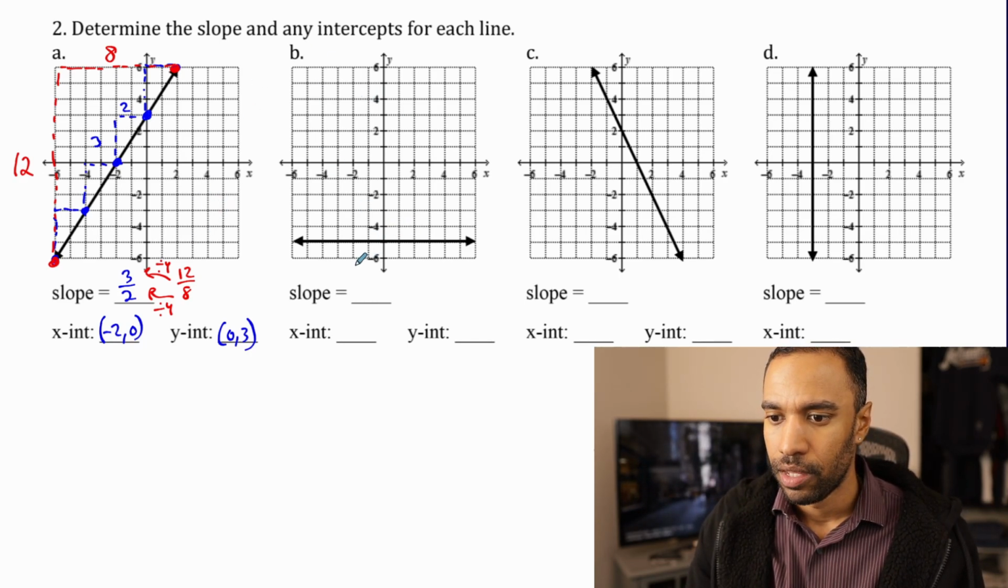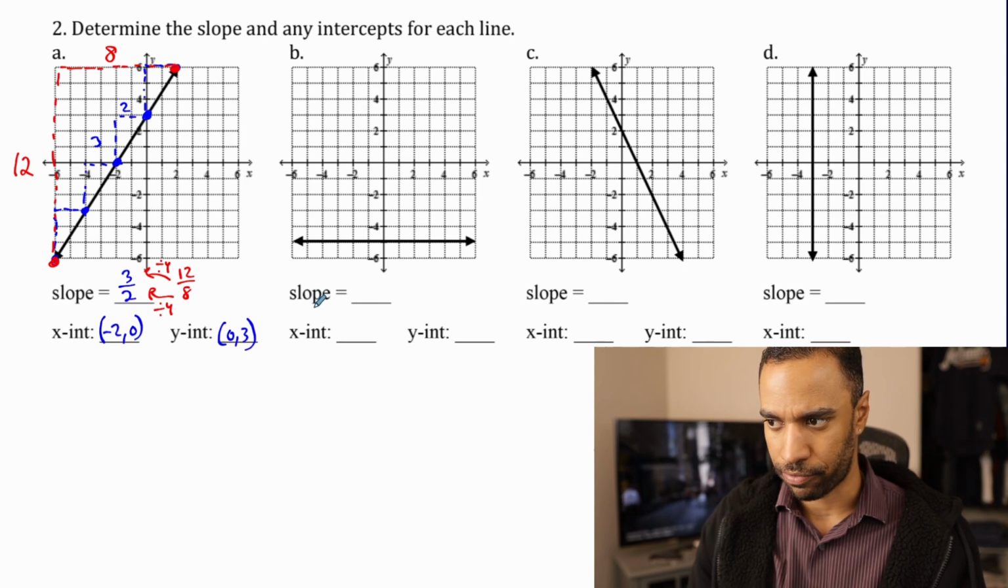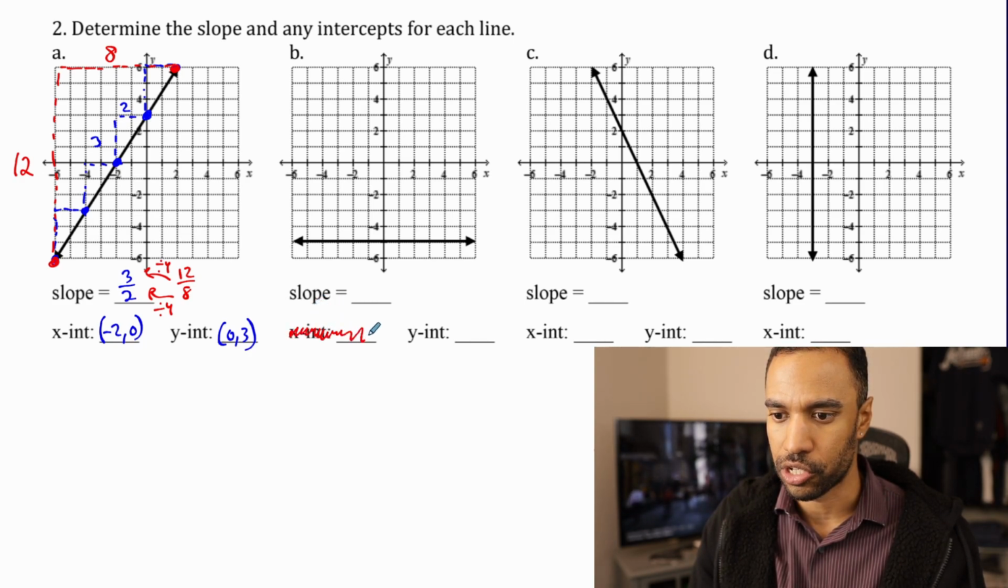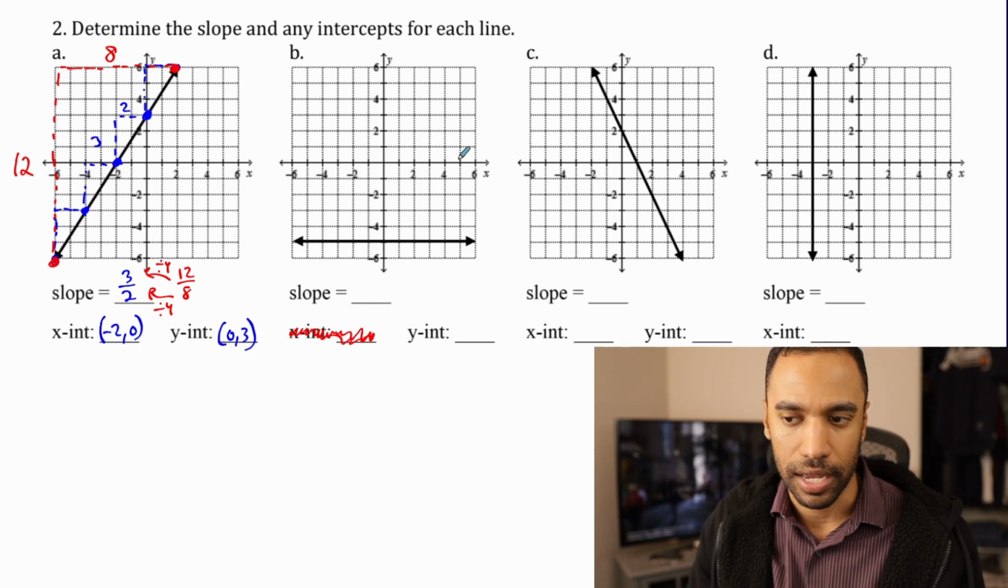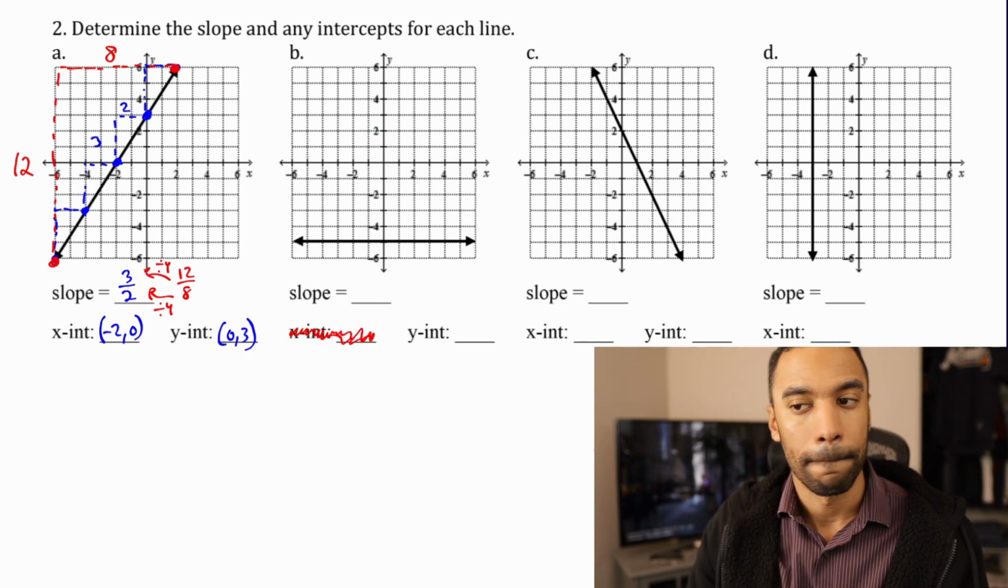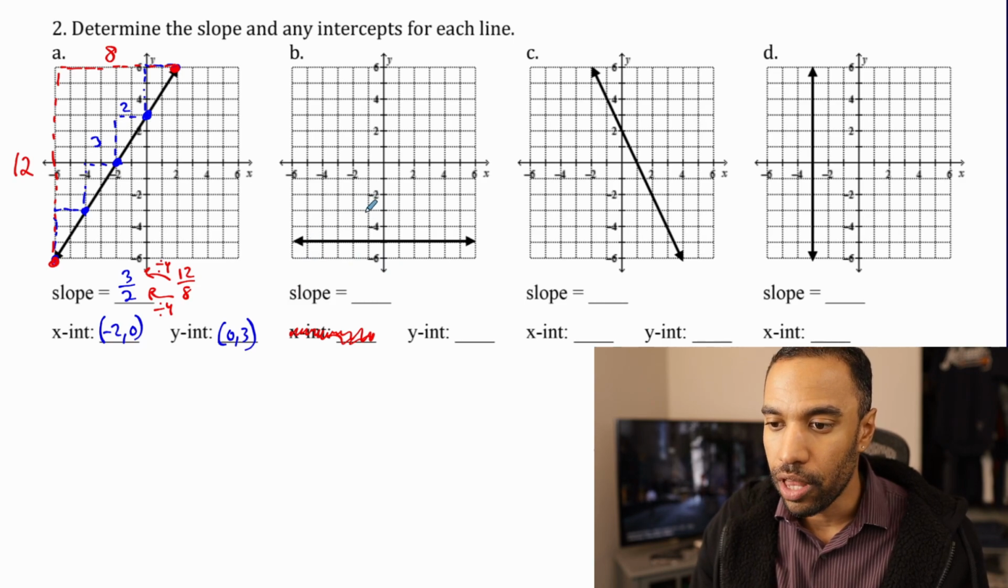Part B, actually there is no x-intercept for this one. I should get rid of that. It's just a flat line. See, it does not cross the x-axis. So, there you go. The slope, pick any 2 points it crosses through.